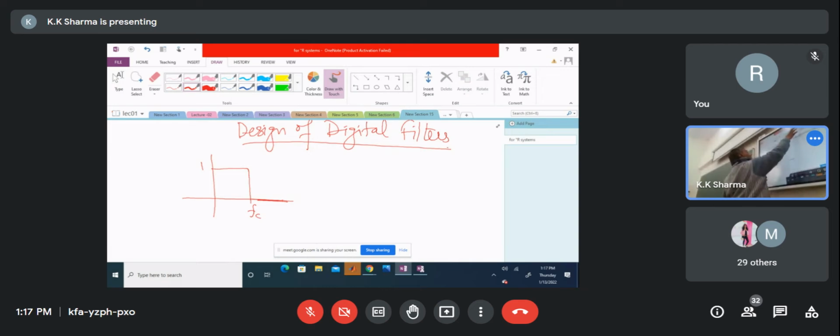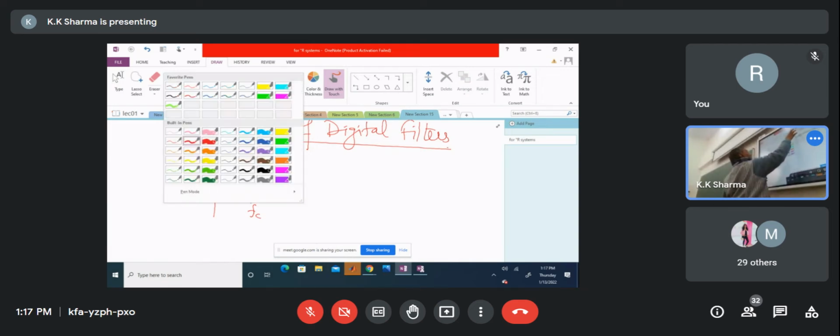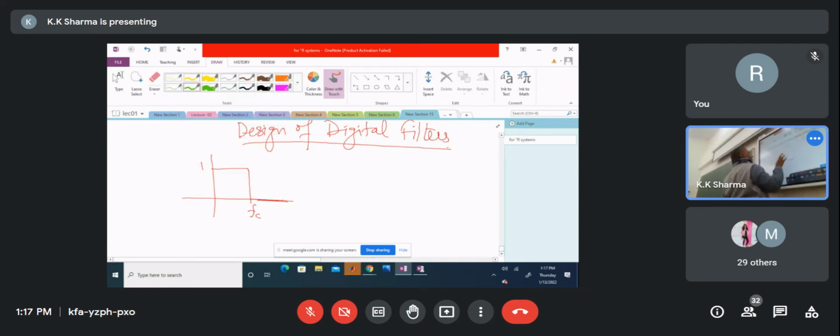This is the ideal filter characteristic, a rectangular kind of pulse. From 0 to FC, this is having a flat response, and this is only the magnitude part of the filter. Of course, you would require that the phase characteristic of the filter as a function of frequency is a negatively sloped straight line.